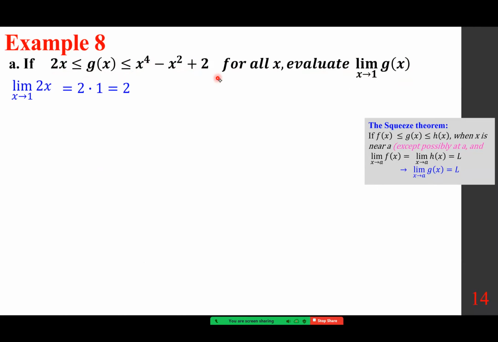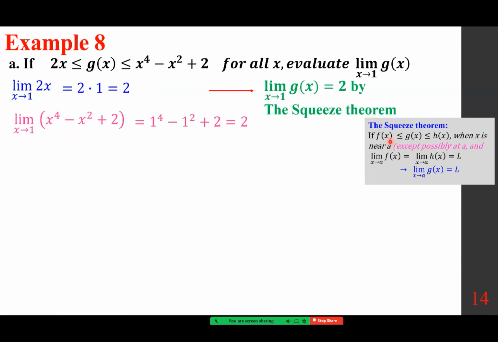Let's work on the right side. Let's plug in 1 to the power of 4 minus 1 squared. They cancel each other, so it's just 2. Since they are identical, according to the Squeeze theorem, the limit of g of x as x approaches 1 is also the same number, namely 2.